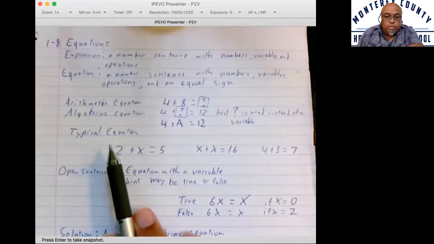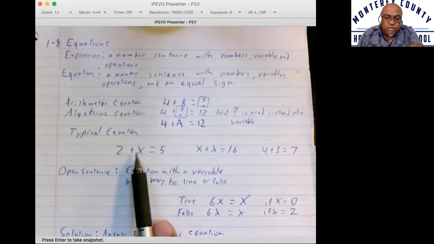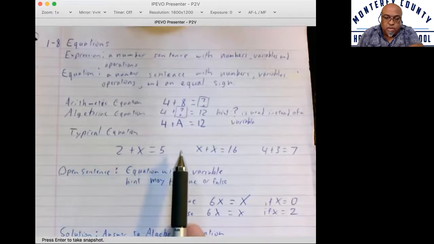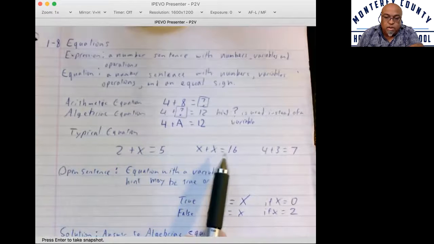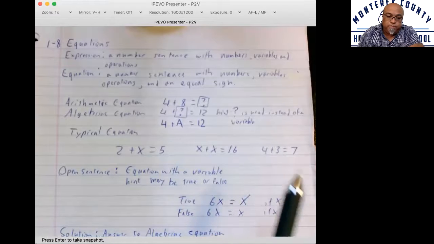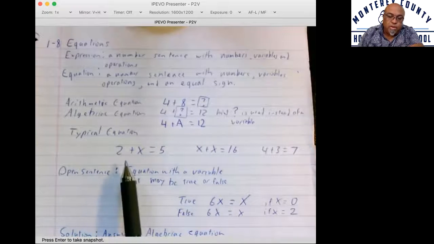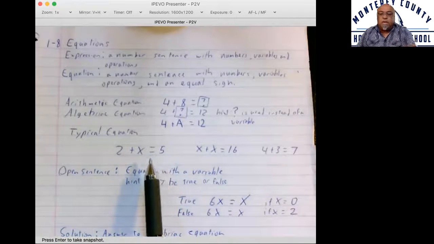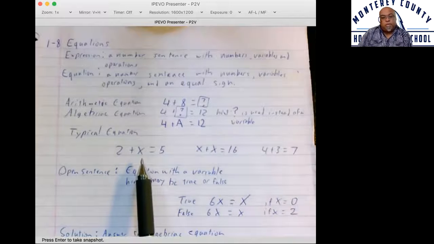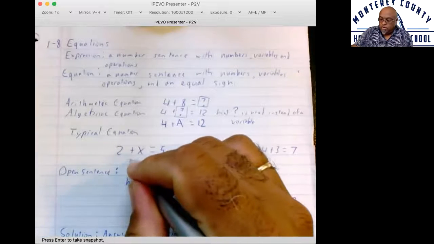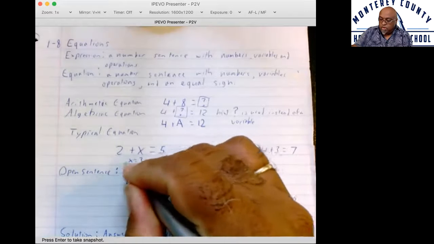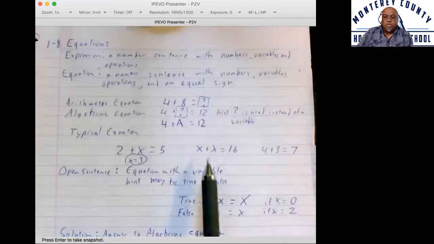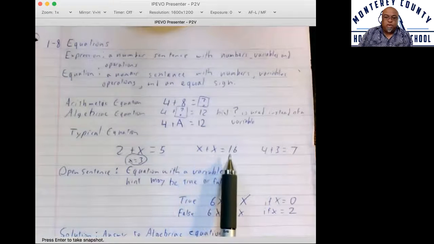Okay. Continuing on our list here. Okay, so here's some typical equations. I have 2 plus x equals 5, x plus x equals 16, 4 plus 3 equals 7. Okay, now in the first equation that I mentioned here, 2 plus x equals 5. So you can pretty much answer this fairly simply and ask the question, 2 plus what equals 5? Well, it's normally 3. So in this equation, x equals 3.